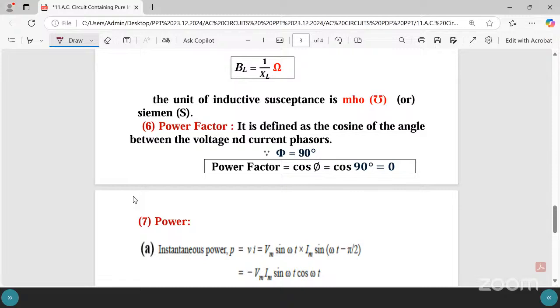What is the power factor of pure resistance? 1. Cos 0 is 1. What is power factor? Cos phi. No, I asked for the value. What is the value of the power factor for pure resistance? 1. Cos 0, 1. Power factor value for pure inductance? 0.